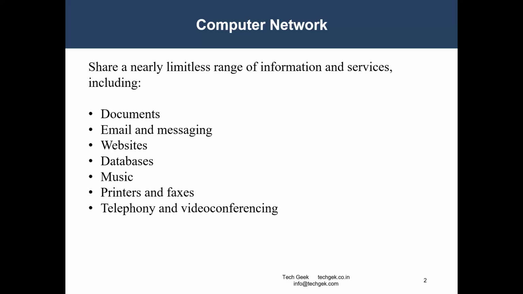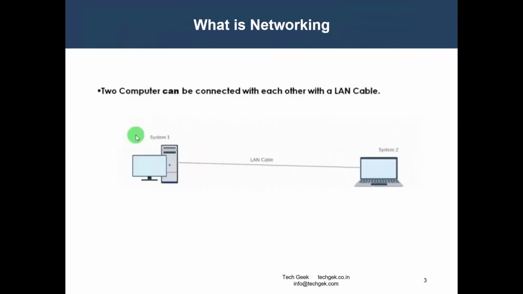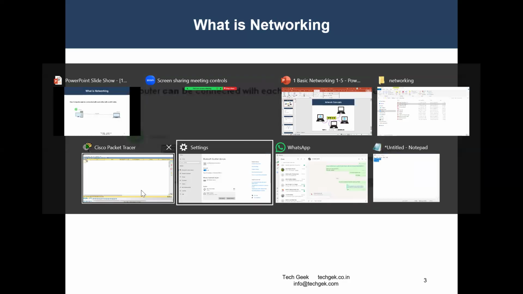So we can see that this is how it works, what things happen and what processes happen. The basic thing is, what is networking? Two computers are connected, and information travels from one computer to another computer. This is what we call networking. Let's see how it works in a very simple way.